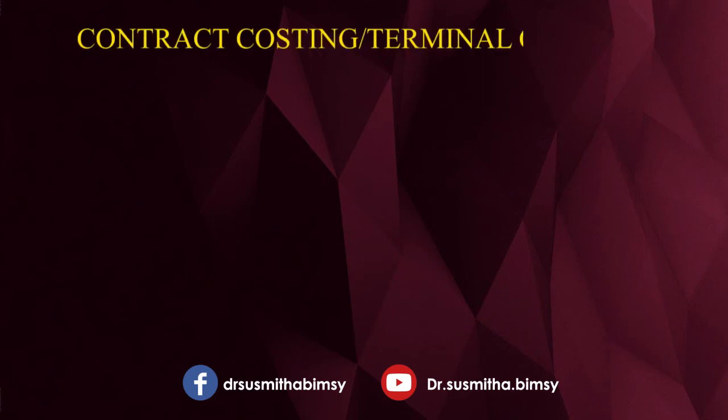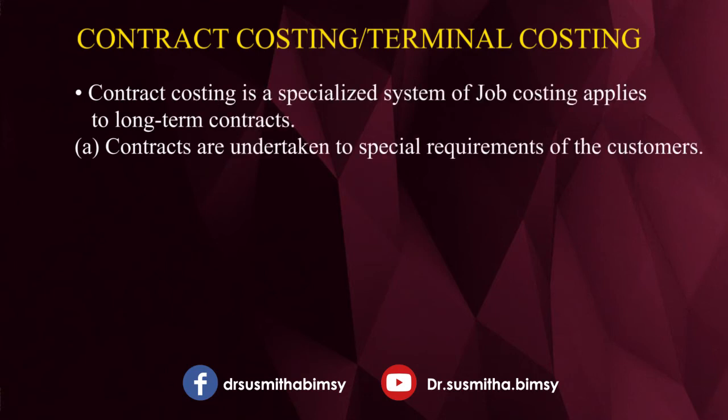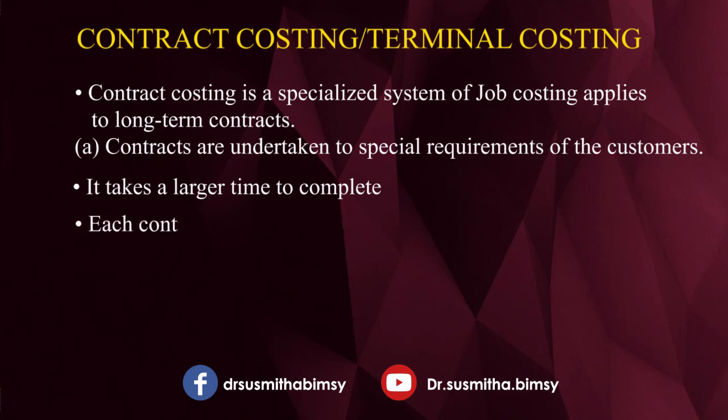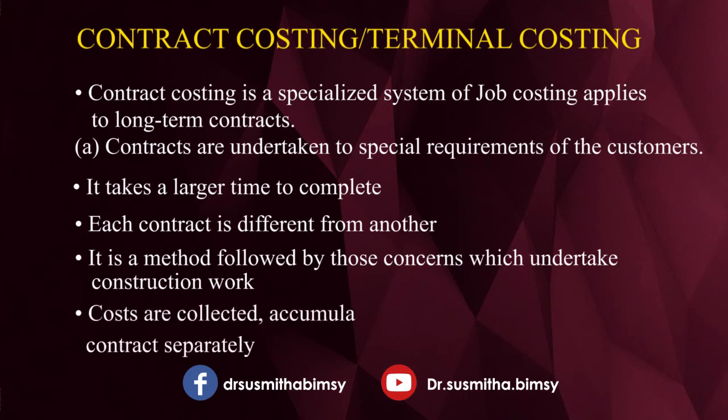Next method is contract costing. Contract costing is a specialized system of job costing which applies to long-term contracts. The main features of contract costing are: first, contracts are undertaken to special requirements of the customers. Second, it takes a larger time to complete. Third, each contract is different from another. Fourth, it is a method followed by those concerns which undertake construction works. And the last one, costs are collected, accumulated and ascertained for each contract separately.